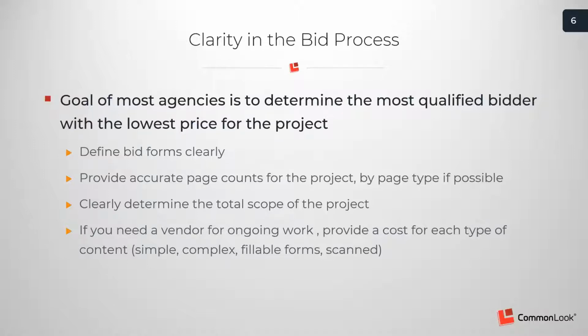That bid form for that type of project needs to then define each type of content. As Megan said earlier, fillable forms are going to be at a different rate than simple content or more complex content, or content that's scanned, has to be OCR'd and then tagged and then remediated. So getting clarity in the bid process, getting those bid forms clearly understood so that any vendor filling it out is going to do it based on all the right facts, all the same facts, and then it's going to be their price.